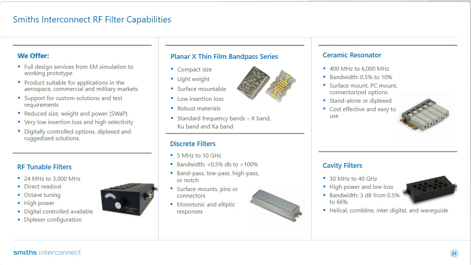We offer RF tunables from 24 to 3000 megahertz, cavity filters and waveguides ranging from 30 megahertz to 40 gigahertz, cost-effective ceramic resonator filters ideal for surface mount applications with frequencies from 400 to 6,000 megahertz covered, along with discrete filters between 5 megahertz and 10 gigahertz that can be arranged in bandpass, low pass, high pass, or notch configurations. And last, thin film planar filters up to 40 gigahertz.